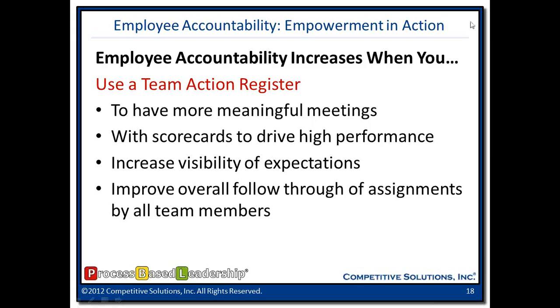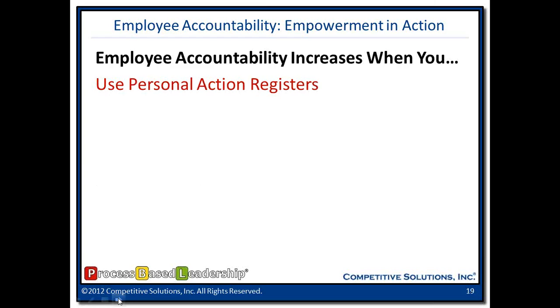Okay, well, good. Let me wrap up here, folks, and talk about employee accountability, true accountability. You use the action register I introduced you to. You'll have more meaningful meetings. They'll be shorter, quicker, and more outcome-focused. You've got your scorecard in place. You tie it to your action register to drive that performance. And what you're going to ultimately do is improve the overall follow-through of assignments by all team members, because there are clearly defined assignments with target dates that have been agreed upon within your team, within your organization.